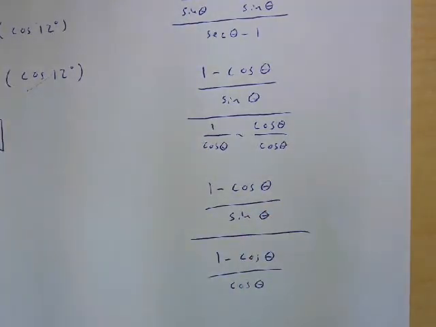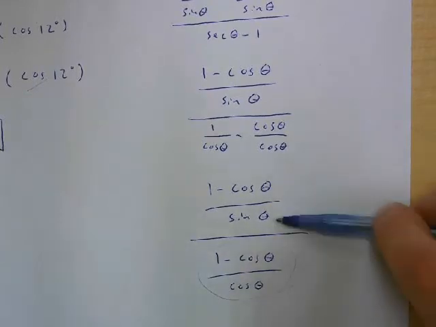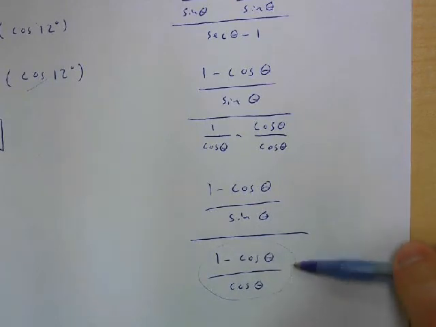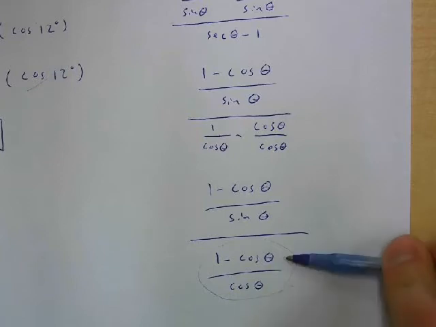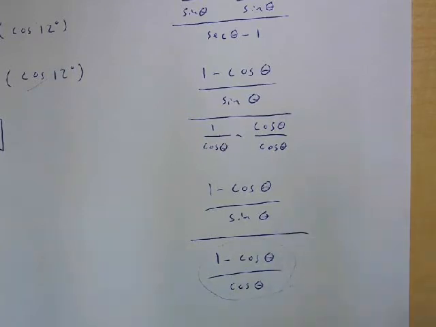Okay, next, now we want to remember a pretty basic algebra rule. Dividing by anything is the same as multiplying by its reciprocal. So then dividing my top fraction by 1 minus cosine theta over cosine theta is the same as multiplying by cosine theta over 1 minus cosine theta. So in other words, we're going to turn this complex fraction, this division problem, into a multiplication problem.